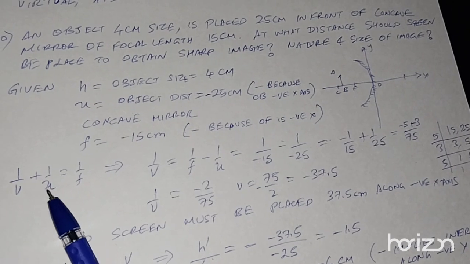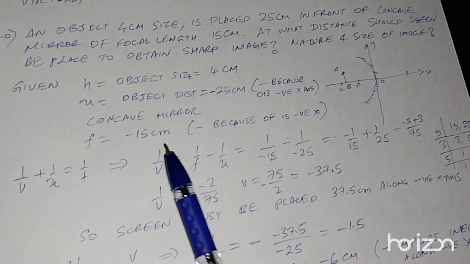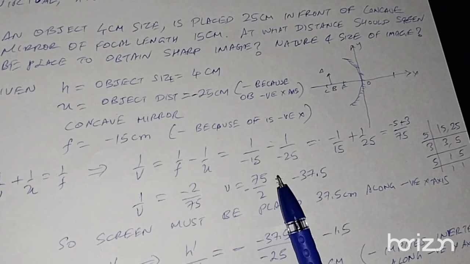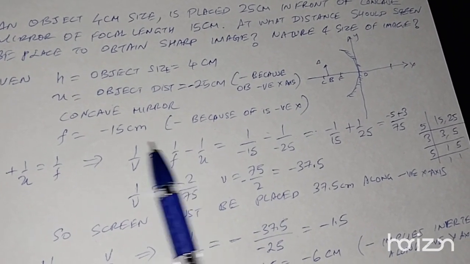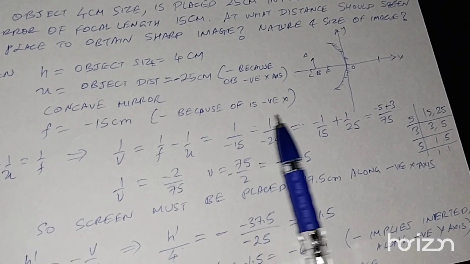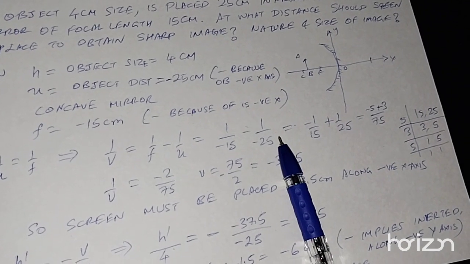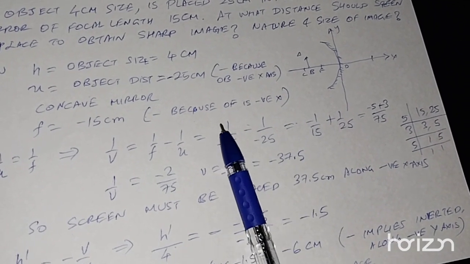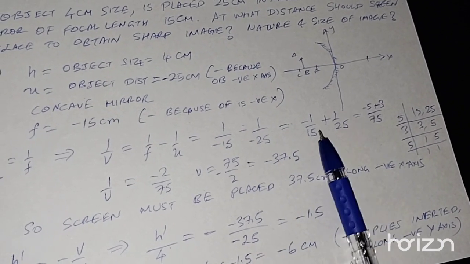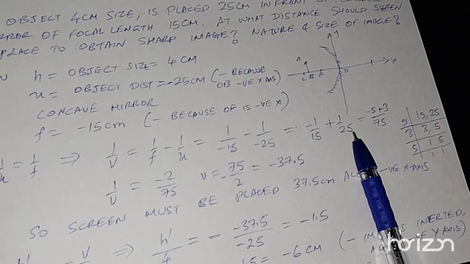So we have our mirror formula, 1 by v plus 1 by u is equal to 1 by f. So 1 by v is equal to 1 by f minus 1 by u, and we can substitute. What is f? f is minus 15, we have substituted. What is u? u is equal to minus 25, that we have substituted. This minus and plus becomes minus, and this minus and minus becomes plus. So we get minus 1 by 15 plus 1 by 25.